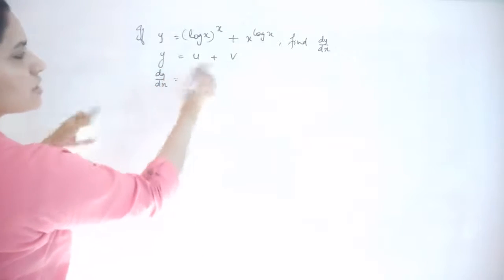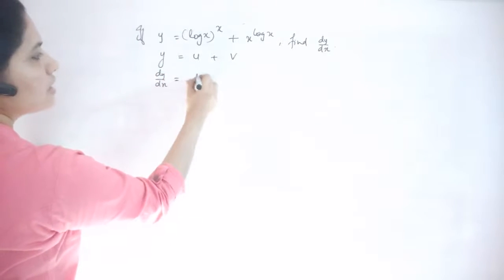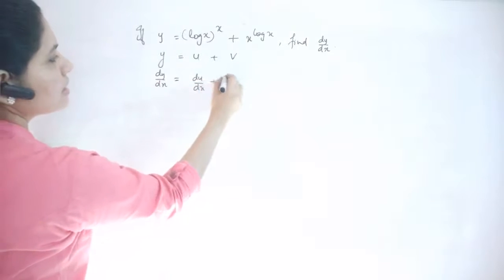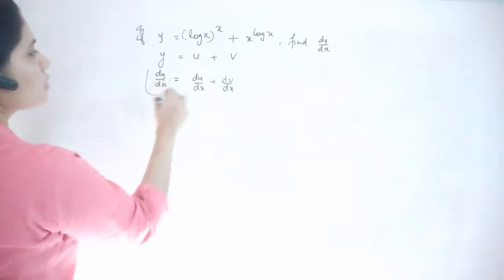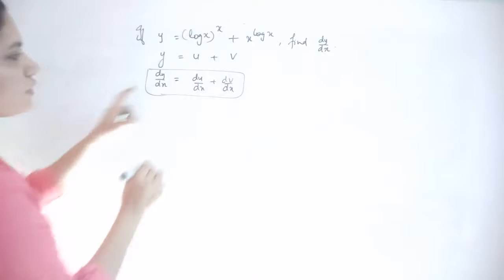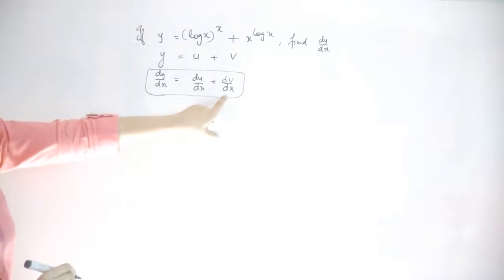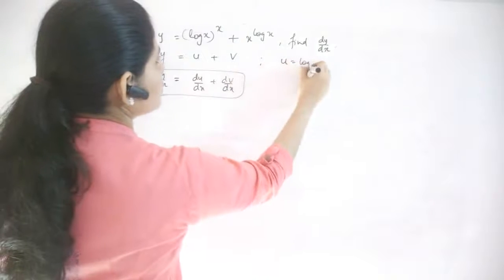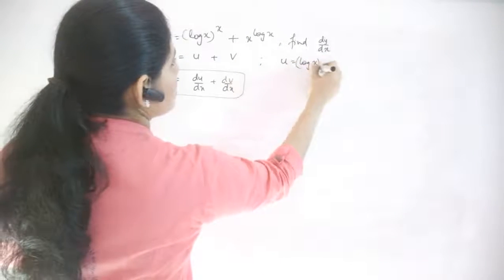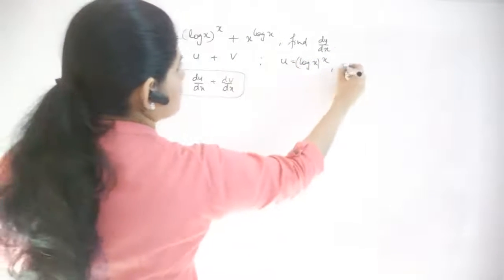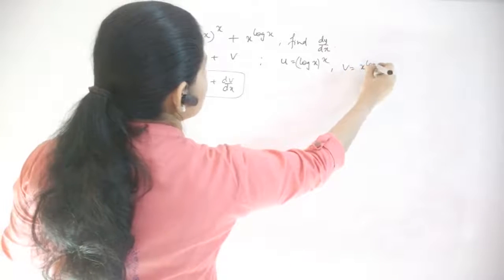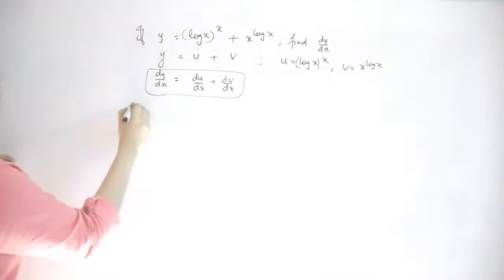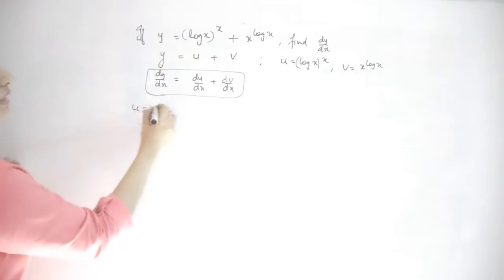Differentiating both sides, you will get du by dx plus dv by dx. Here you have to replace the values of du by dx and dv by dx. Now what is u here? u you have taken as (log x) the whole raised to x, the first term, and v is equal to x raised to log x. First we will find out du by dx.